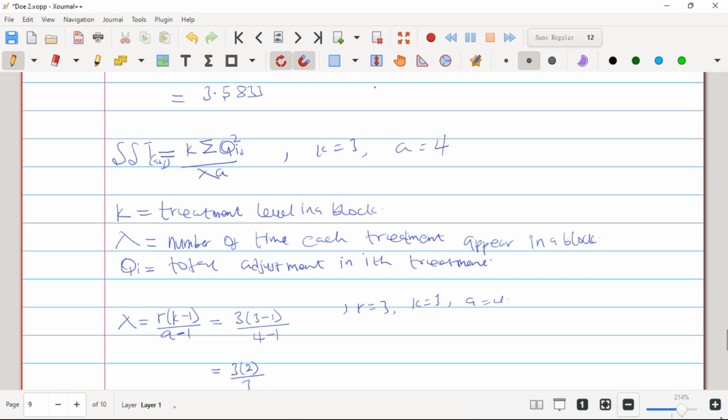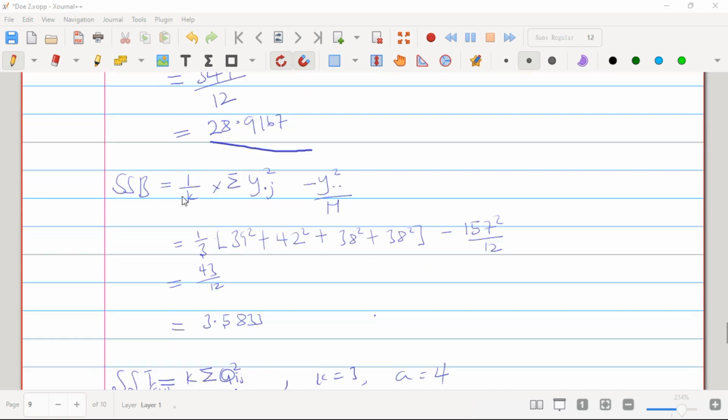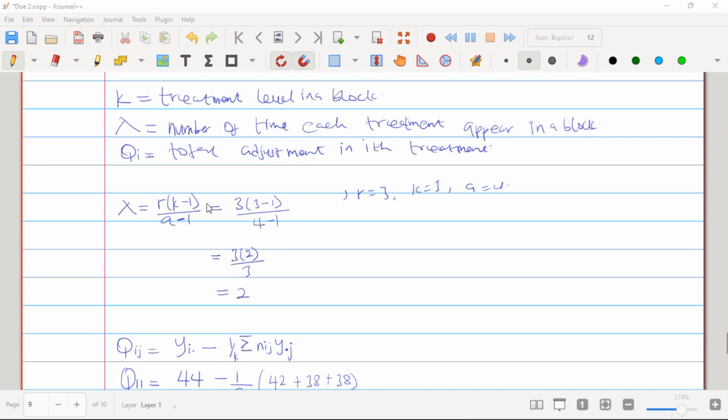This is how we got the R: the number of times a treatment occurs in the design. So when you pick row 1, you see that it is occurring 3 times in the design. When you pick row 2, it's occurring 3 times in the design. When you pick row 3, it's occurring 3 times. When you pick row 4, it's occurring 3 times too. So at the end of the day, the R is equal to 3.